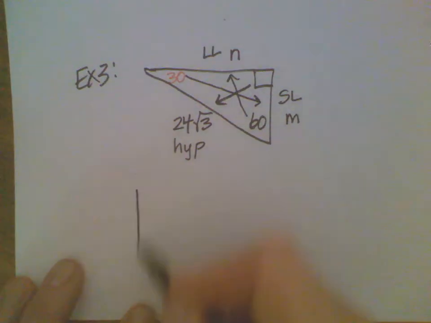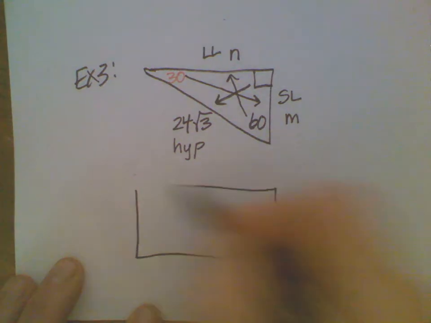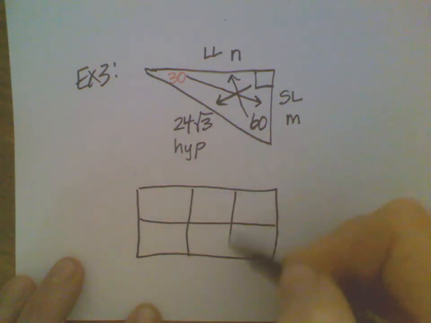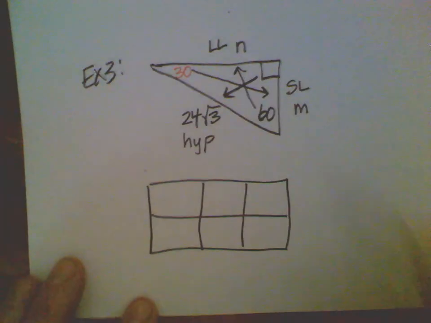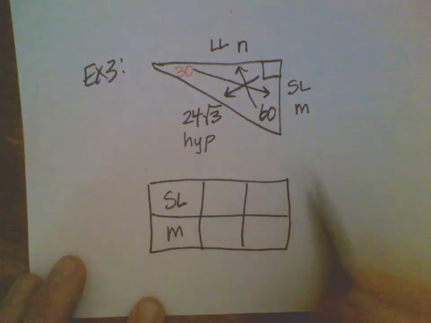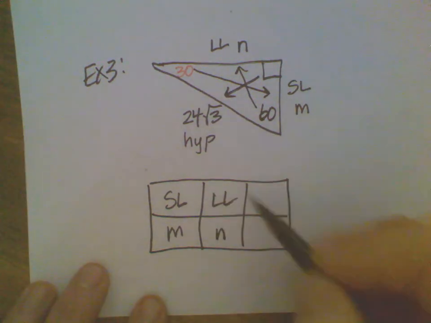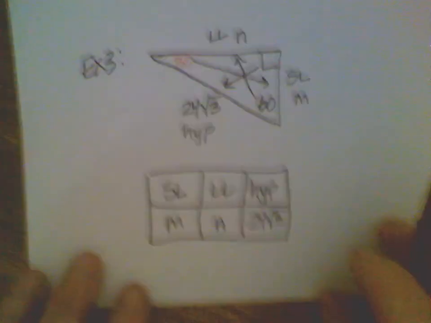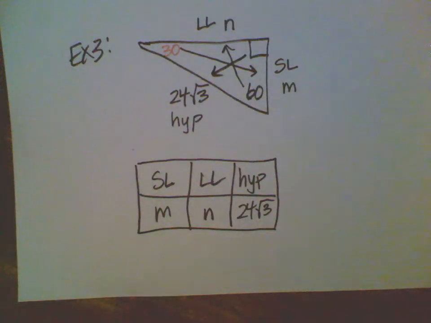So again, I'll make the organizer that we've been working on the last 2 days now. And I'll fill that in. I've got the short leg, M. The long leg is N. And the hypotenuse is 24 times the square root of 3. So I will go ahead and label again the things that I know.